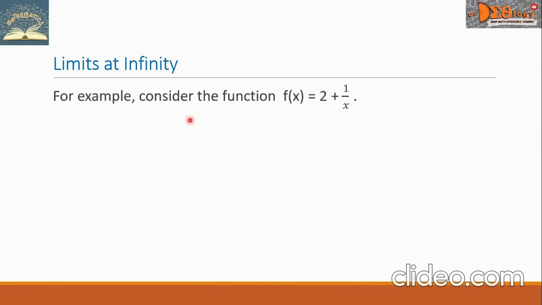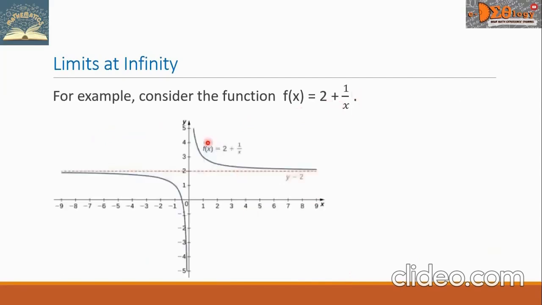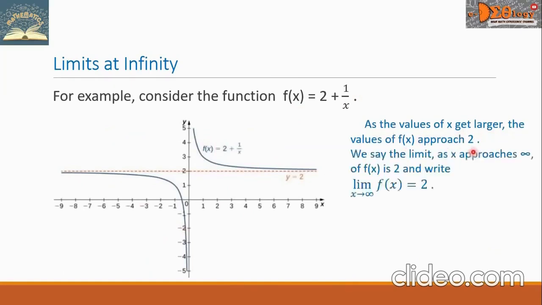For example, consider the function f of x equals 2 plus 1 over x. Here is the graph. We can see here, as the values of x get larger, the values of f of x approach 2. We say the limit as x approaches infinity of f of x is 2 and write limit of f of x as x approaches infinity equals 2.